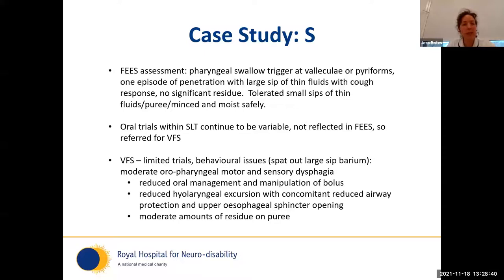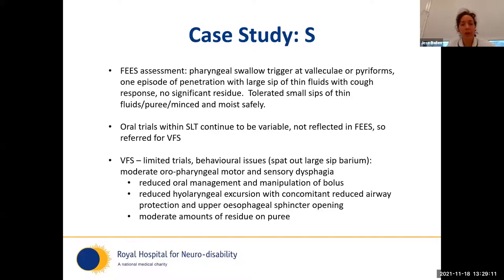But because I'd seen him at bedside, I knew he was really variable, and I carried on seeing him, and he carried on being really variable and coughing regularly, which wasn't reflected in the FEES, and so I referred him for videofluoroscopy. On videofluoroscopy, there were limited trials, again, because there were slight behavioural issues here. He obviously didn't like the barium. He was grimacing at small amounts, and then he spat out the large sip of barium that he had.